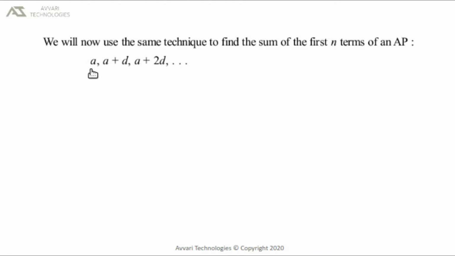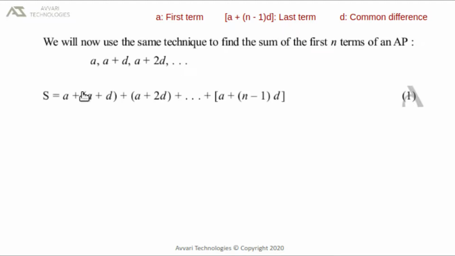Here A is the first term, D is the common difference, and the last term is A plus n minus 1 D, which we saw in the previous lecture. So the sum S is equal to A, the first term, A plus D, the second term, A plus 2D, the third term. Finally, the nth term is A plus n minus 1 into D.